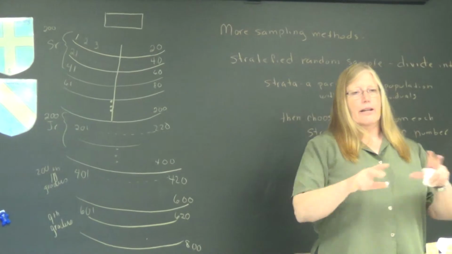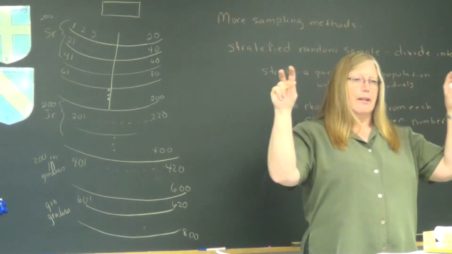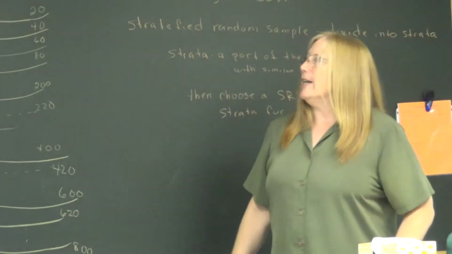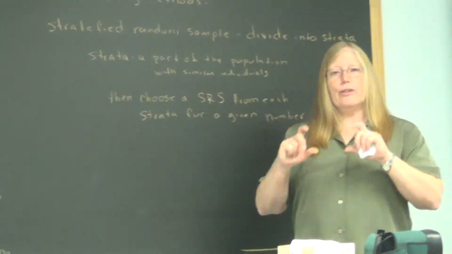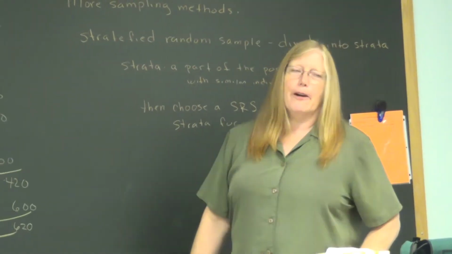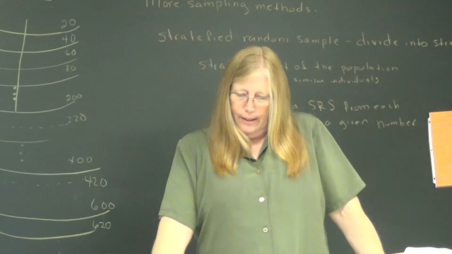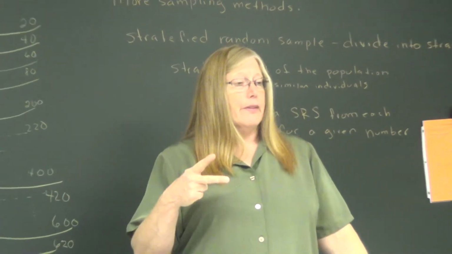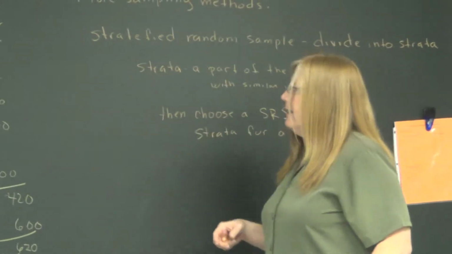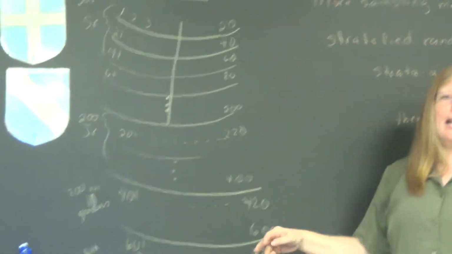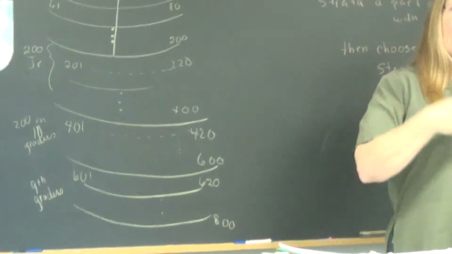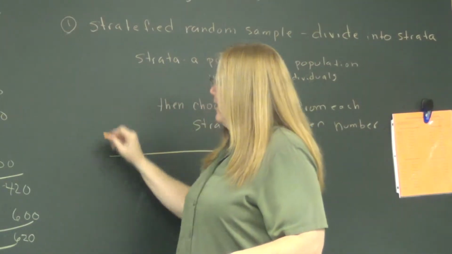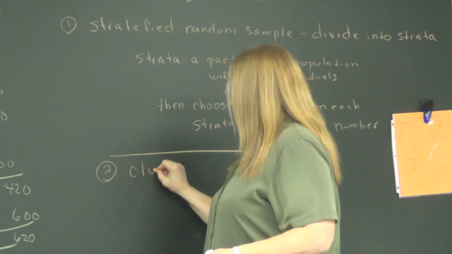You could take the young people, the middle-aged people, and the older people in like manner and form strata. Then you would do a simple random sample within each stratum to get the number of participants that you want. All right, let's look at the second kind of sampling we're going to learn today, and then we'll do an example where we first do it with strata and then with the other way.